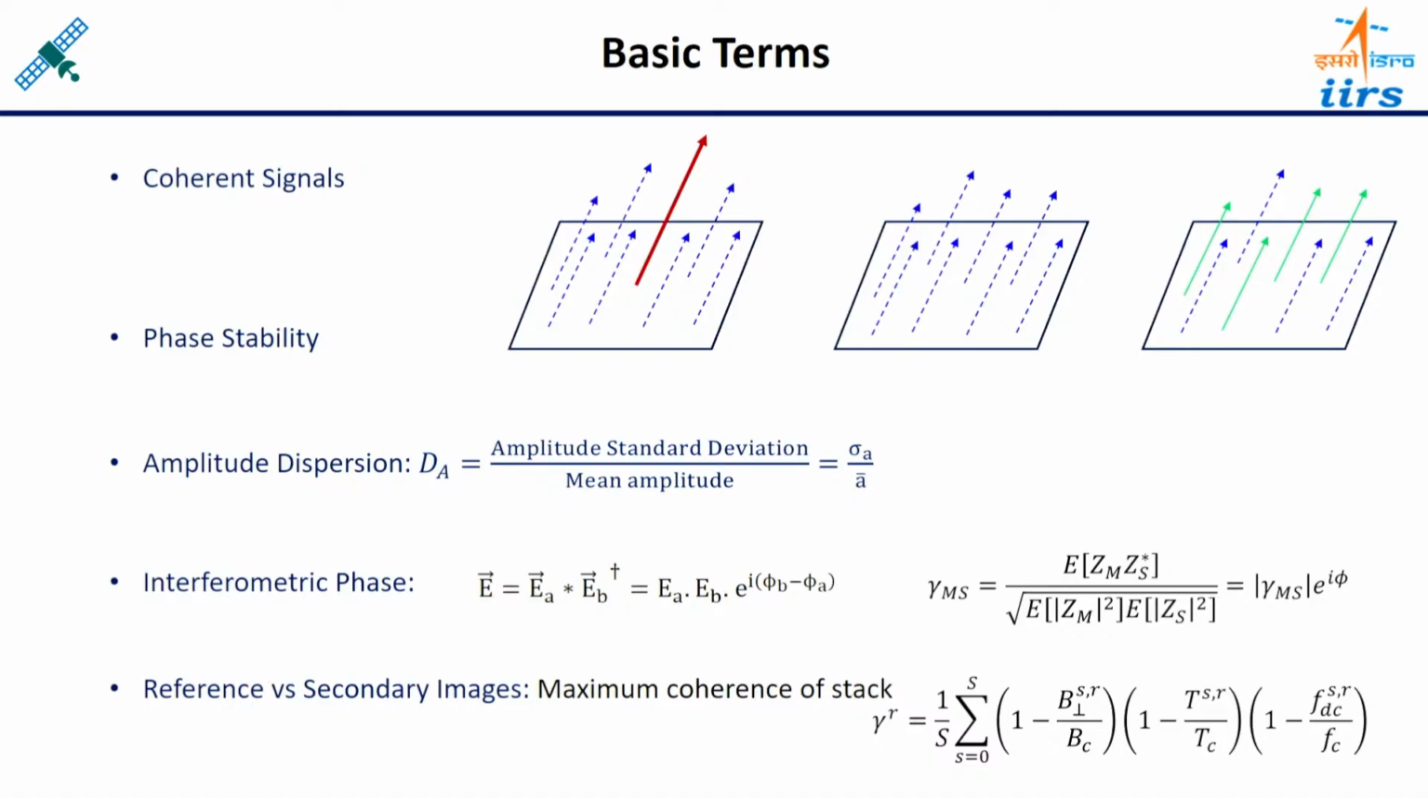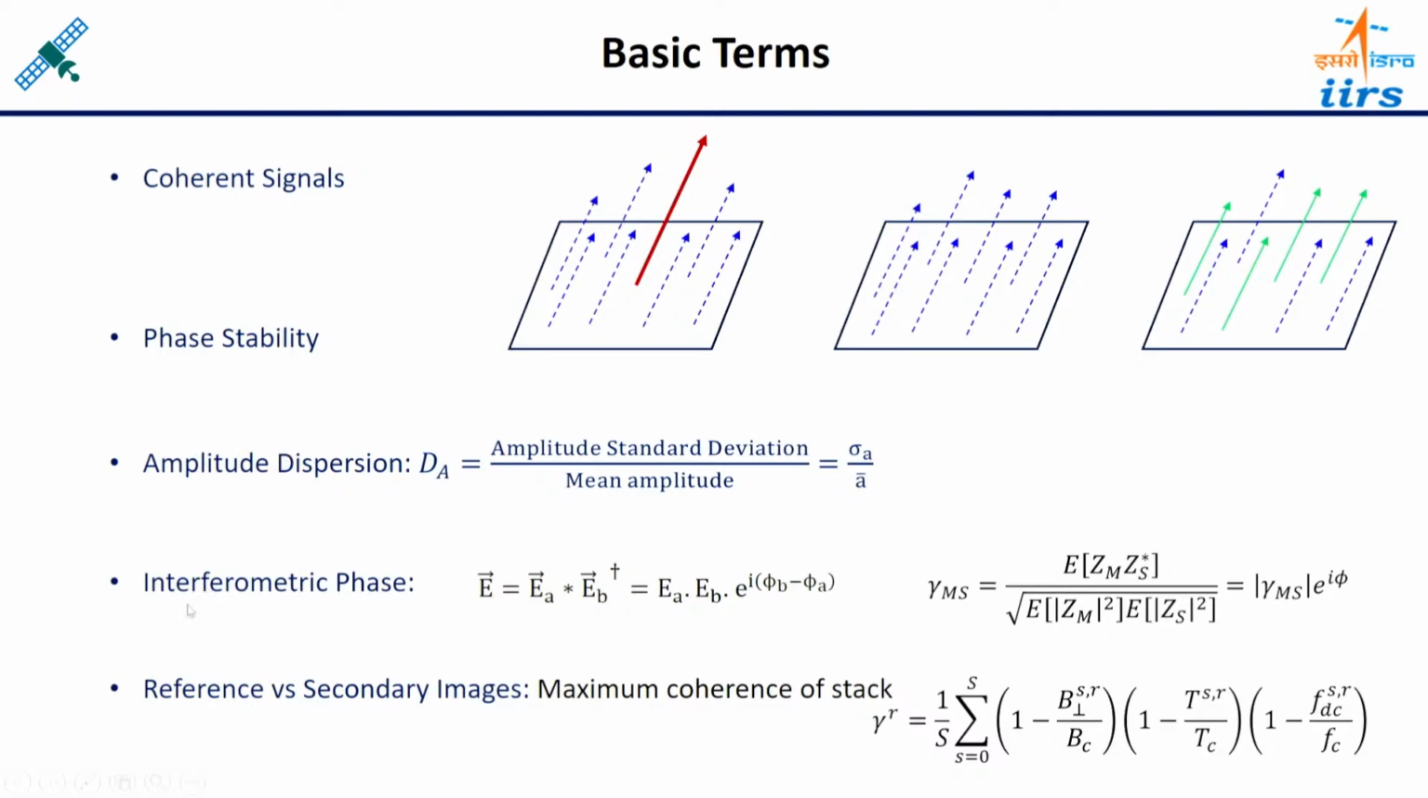So you can say if amplitude dispersion is less than 0.4, we can consider the point as a PS and DS. If it is more than 0.4, then it is not PS or DS. So this is the basic criterion for selecting these PS and DS, which are also called the measurement points, so you can say MPs or PS or DS. These things we can consider by applying this particular criteria.